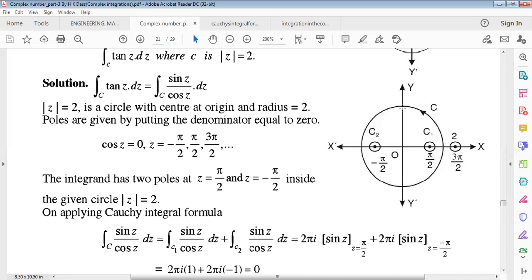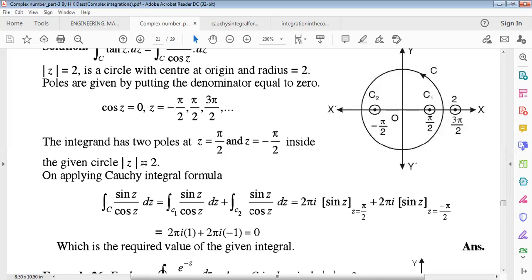This is the 90 degree, and this is the minus 90 degree. Only two poles. Now the given circle is |z| = 2. Now applying Cauchy's integral formula for the independent paths, because there are two paths, one is C1 and another is C2. So these two poles are inside the circle.